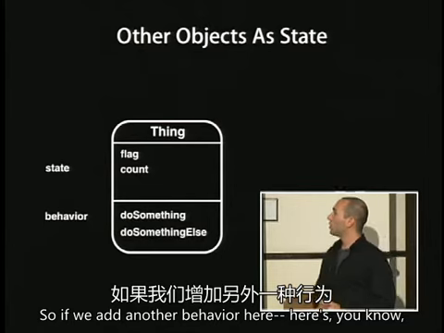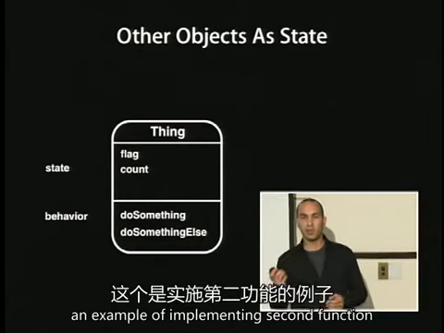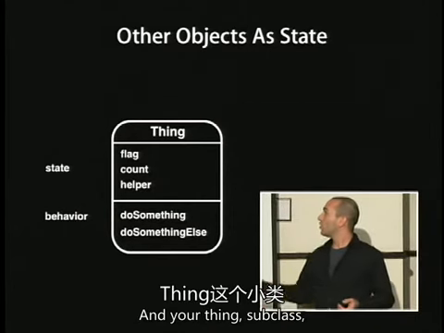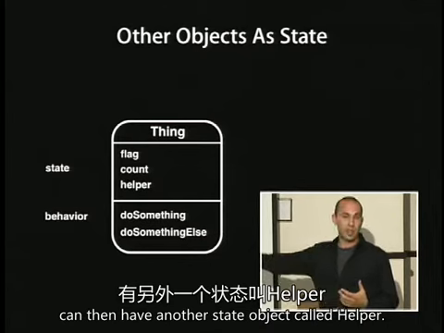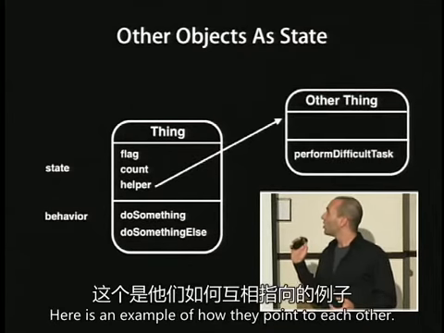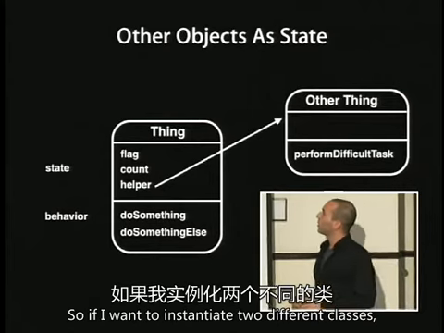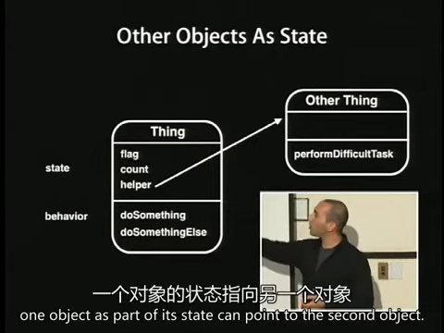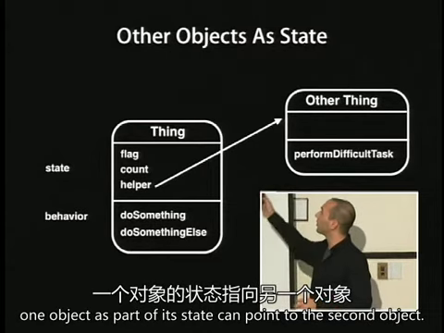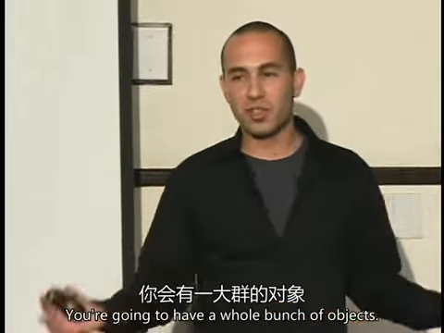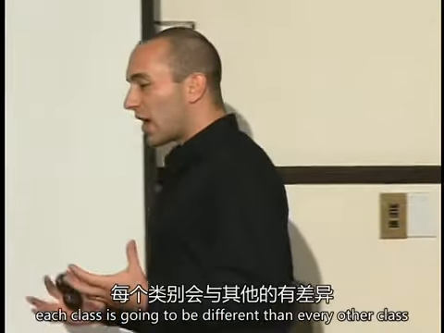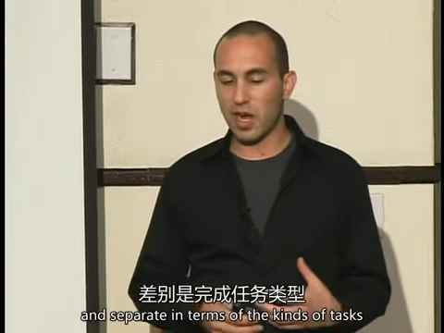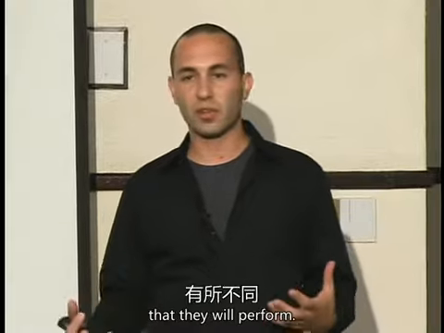So if we add another behavior here, here's an example of implementing a second function called doSomethingElse. And your Thing subclass can then have another state object called helper. Here's an example of how they point to each other. So if I want to instantiate two different classes, one's called Thing, the other one's called OtherThing, one object as part of its state can point to the second object. You're going to have a whole bunch of objects. So as you're creating your applications, each class is going to be different than every other class and separate in terms of the kinds of tasks that they will perform.